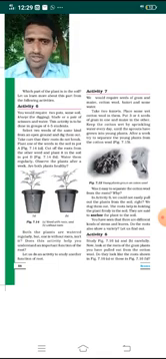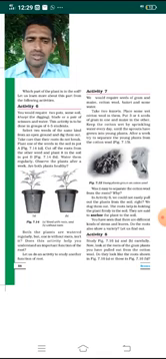Dear students, I hope you have understood this concept of the functions of root. In the next class, let me explain the types of roots. Try to understand the concept and make a note of these activities and write the functions of these roots.